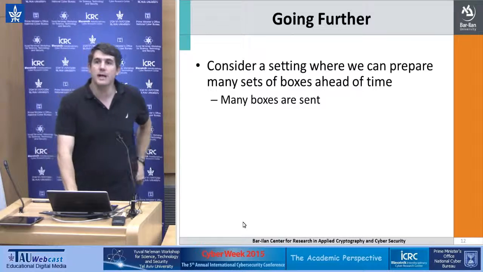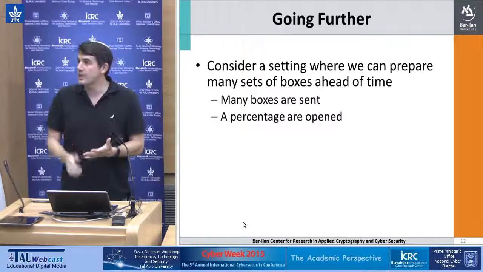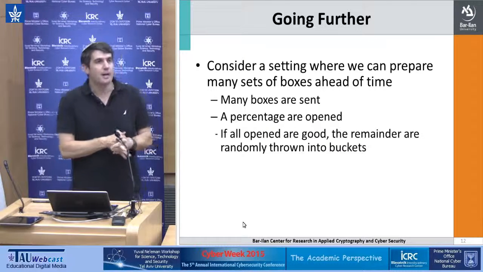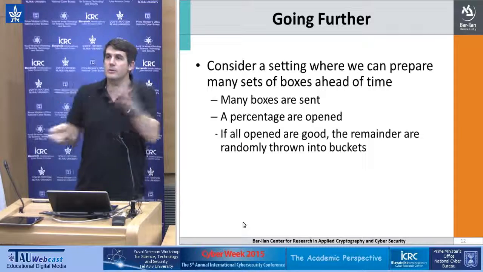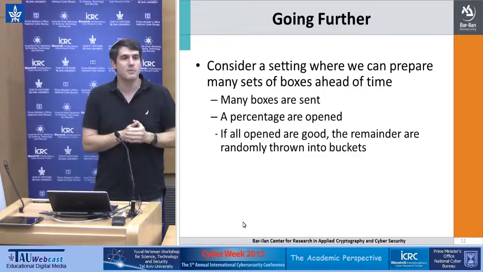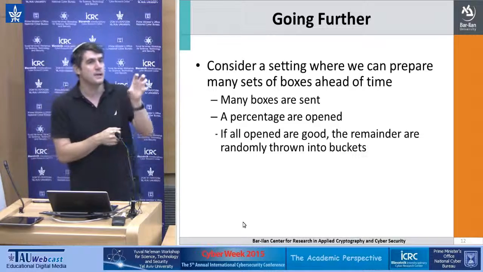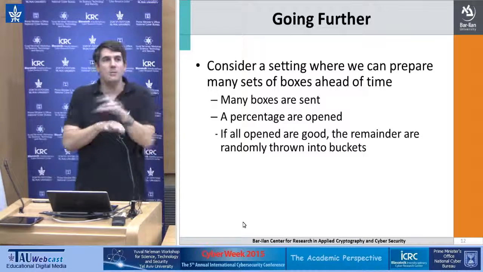So what we'll do is we'll have the first party prepare many, many boxes, and we'll open a percentage and check them just like beforehand. And if all of them are good, then instead of just taking the remainder, we're going to throw the remainder randomly into different buckets. And using the same principles beforehand, the adversary will only win if one of the buckets is all bad. But this is much harder for the adversary because now we've randomly permuted things.